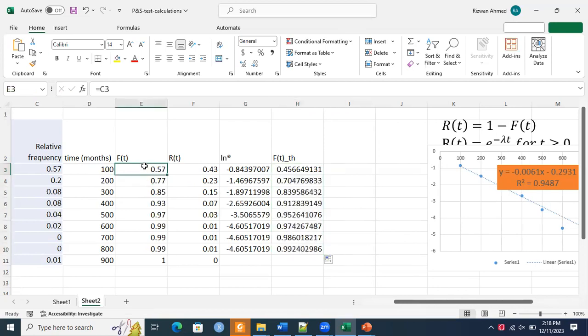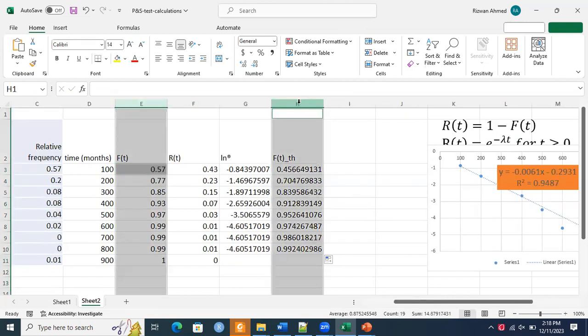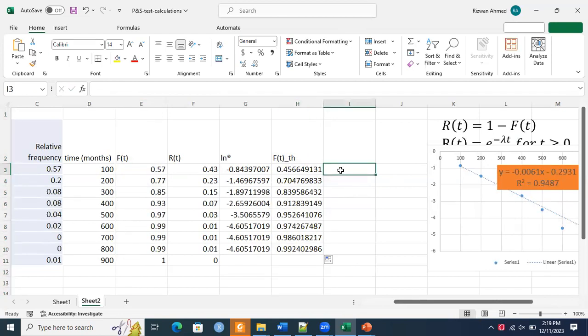So for f of t, we have this column and this column. F of t in this column is from the experimental values, and f of t theoretical is from the model values. So you can see there are differences. How significant these differences are is something that we will study in the later part of the course when we study the goodness of fit.